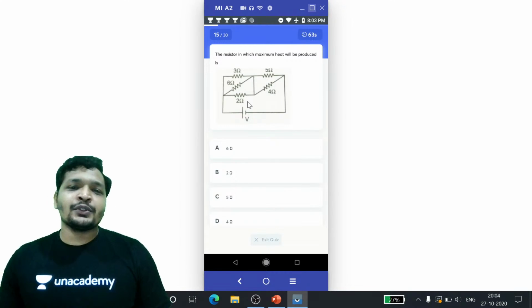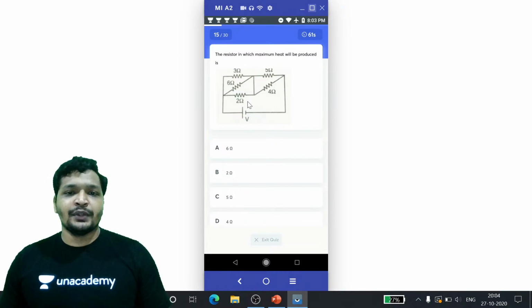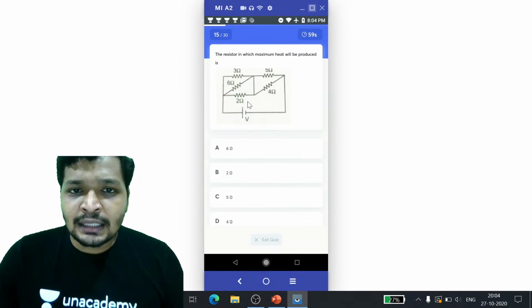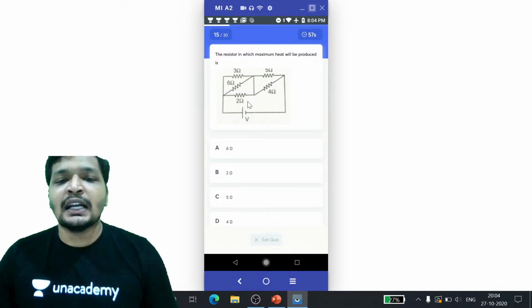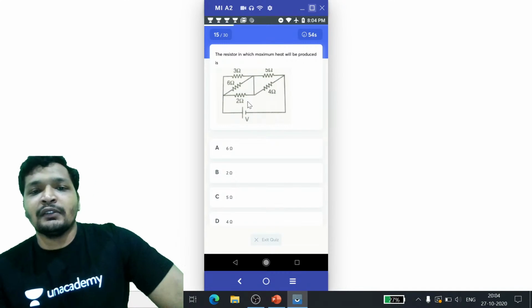Okay, I believe the first question was very easy. It's basically an integration based question. And the resistor in which maximum heat will be produced. Guys, in which resistance maximum heat will be produced?